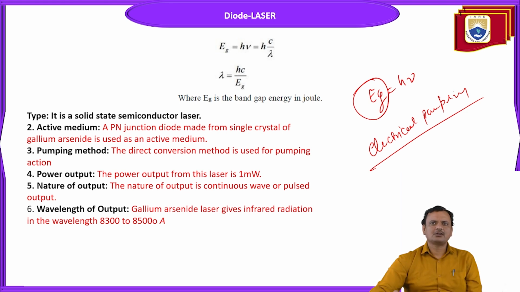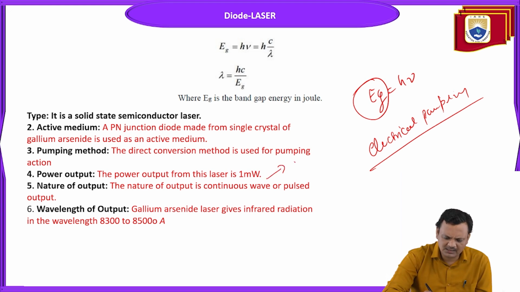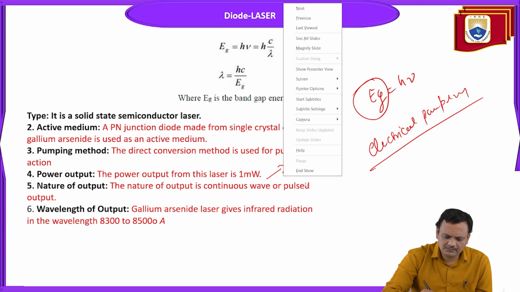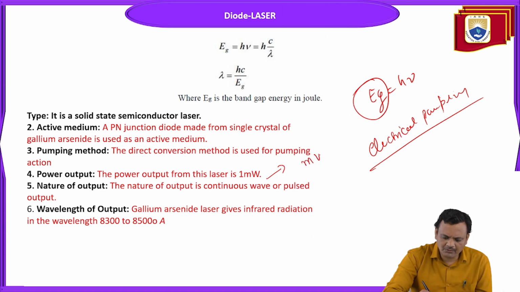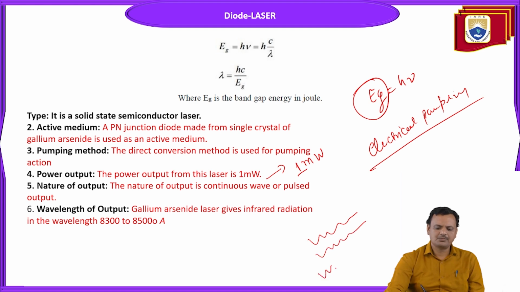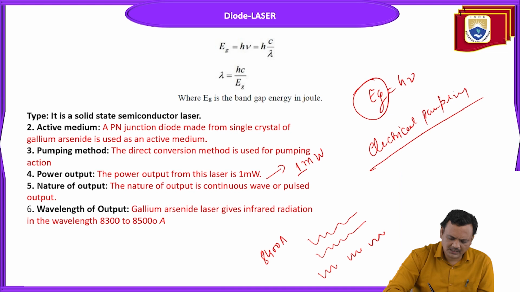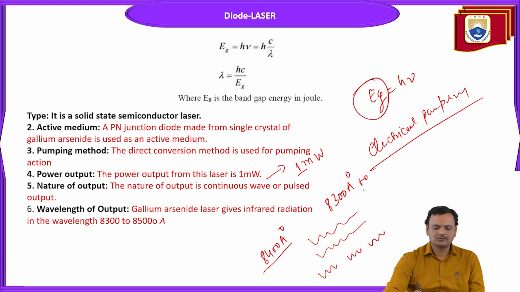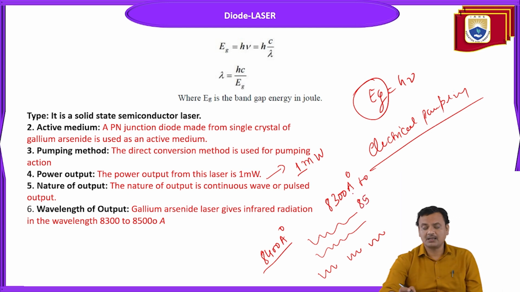The power output is in the form of laser, and the power of that laser will be nearly equal to 1 milliwatt. Nature of output: it will be either in the form of continuous wave or pulse wave. Wavelength of output: it will be nearly 8400 angstrom. So you can say in between 8300 angstrom to 8500 angstrom.